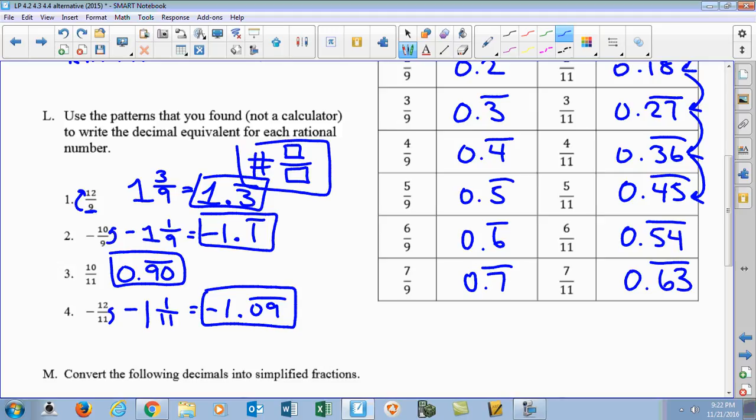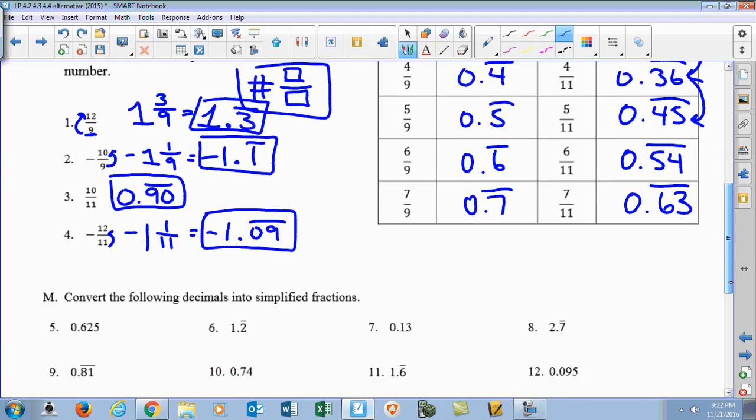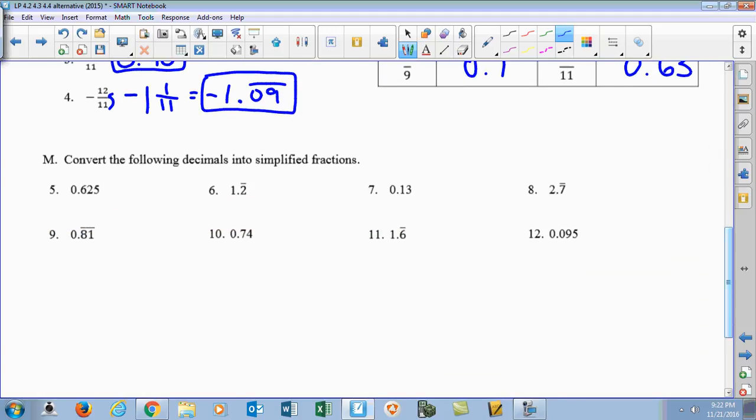All right, on the very bottom here, the last thing we're going to do is convert the following decimals to simplified fractions. So you have to play the simplification game. Easier said than done. So 0.625. If you look at the 5, this is rounded to what decimal position? If you look at the place value chart in my room, that's the thousandths. So this is 625 over 1,000.